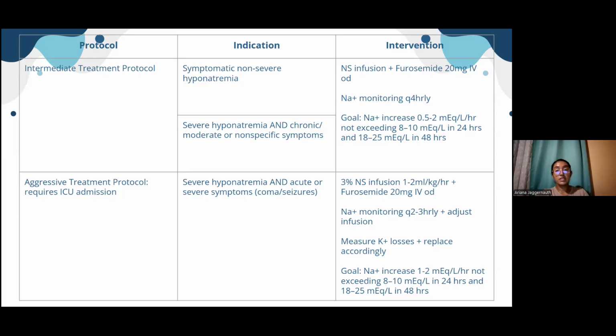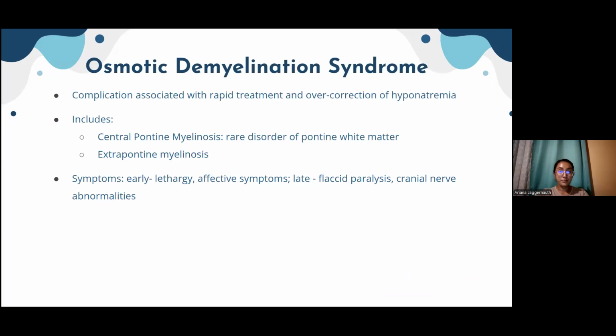It's also important in these cases to monitor potassium losses and replace accordingly. And the goal is the same as the intermediate treatment protocol, which is to increase the sodium. Well, we have to increase it a little bit faster, sorry. So at a rate of 1 to 2 milliequivalents per liter per hour, but again, not exceeding 8 to 10 milliequivalents in 24 hours and 18 to 25 milliequivalents per liter in 48 hours.